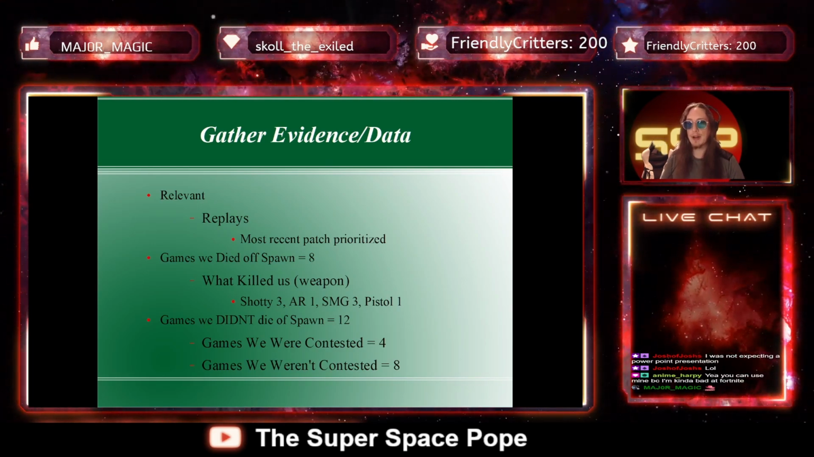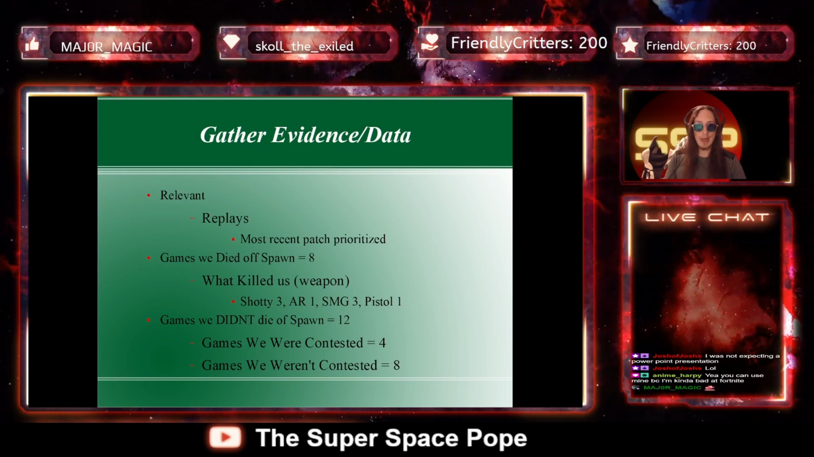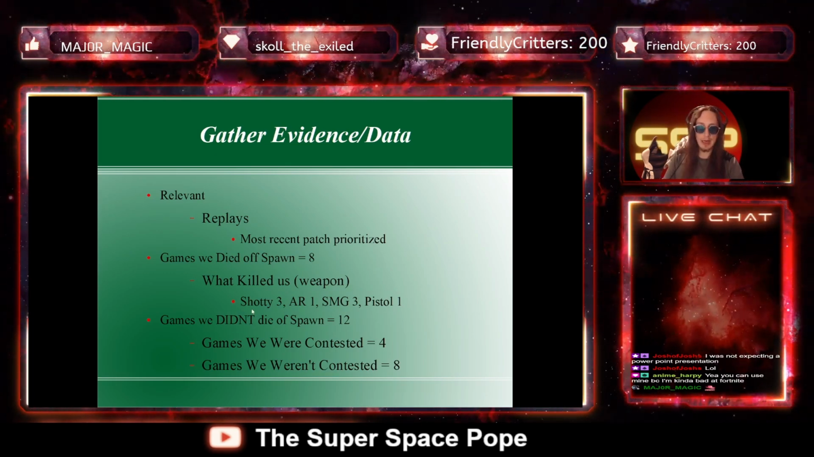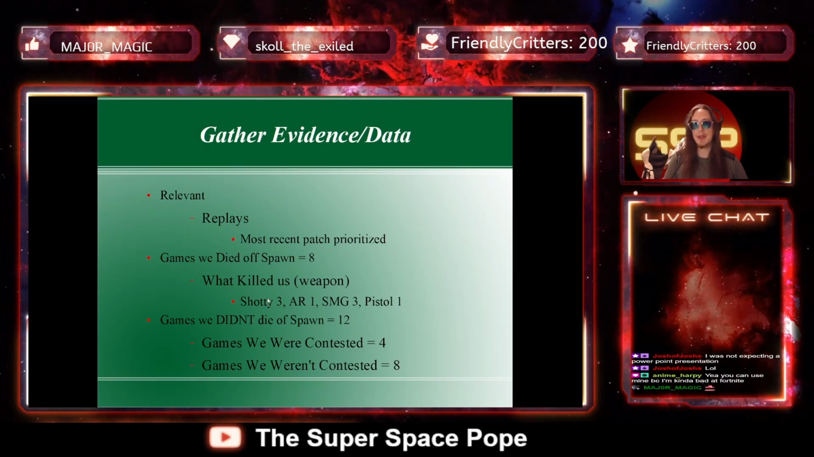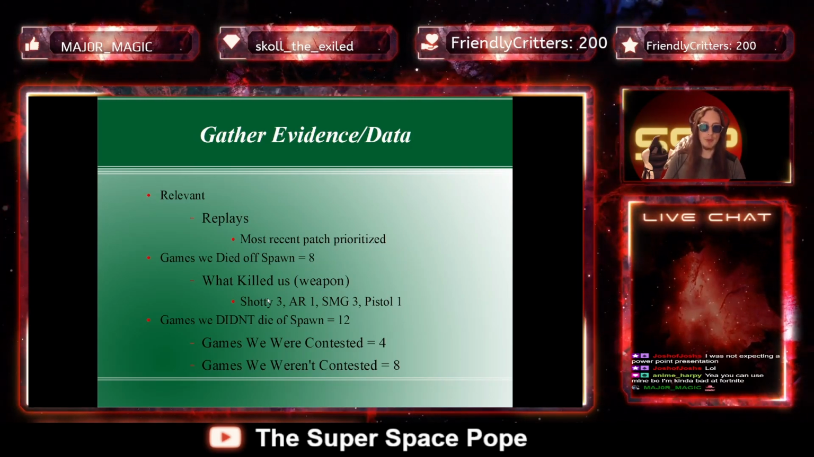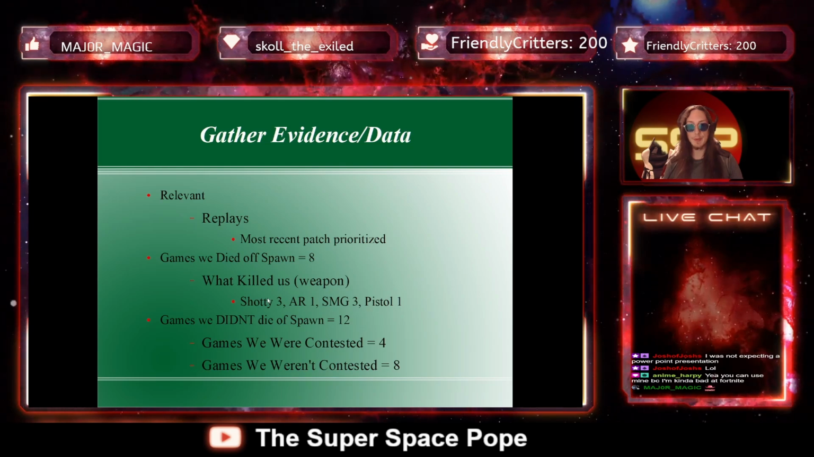So we can say that we died off spawn, Harpy here, died off of spawn 8 times out of 20 games that we analyzed, okay? What killed us, we kind of fill this out. This is some of the data that we would grab for off spawn deaths. Say what killed us: shotties 3 times, ARs once, SMGs 3 times, and even a pistol, okay? Games we didn't die off spawn was 12.